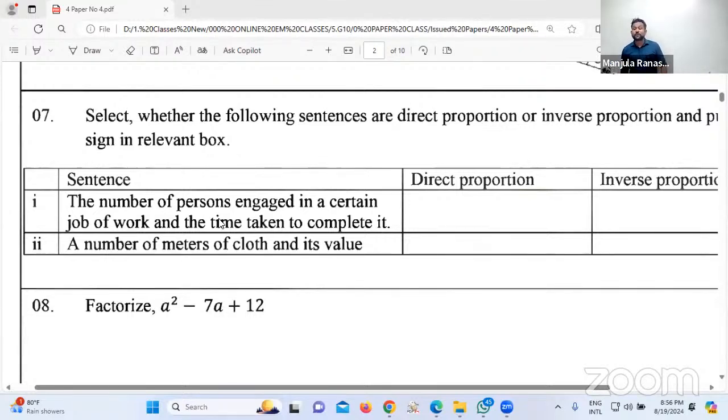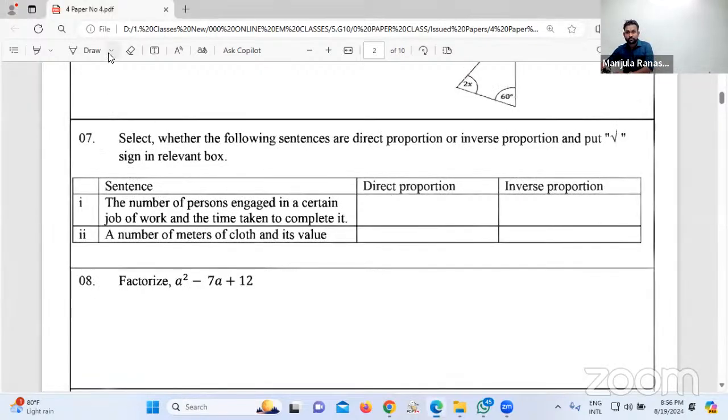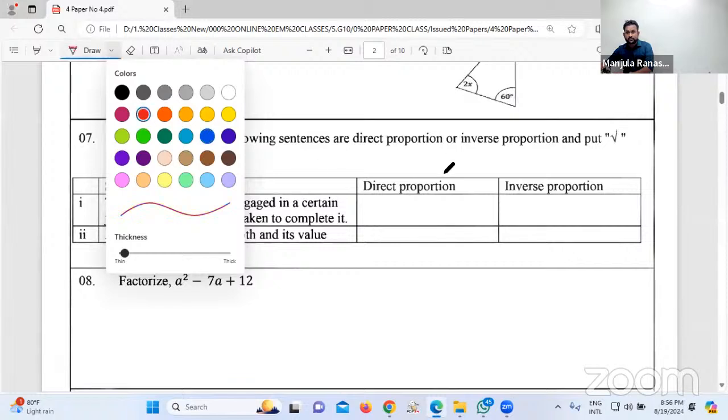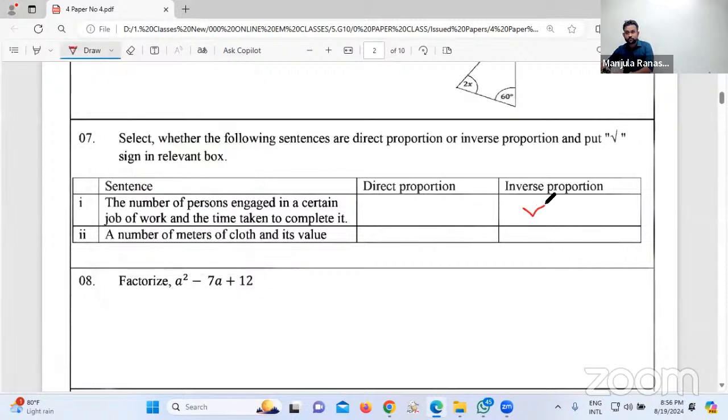Sometimes when we have more people, they talk gossip and everything, and the time taken would be greater. But as per the case, that is indirect proportion, inverse proportion. So for the first one, you have to make a tick mark at inverse proportion. One getting increased, the other one decreased.